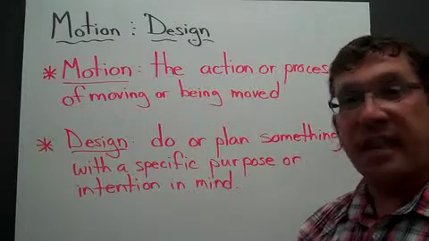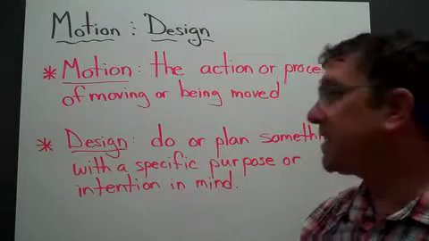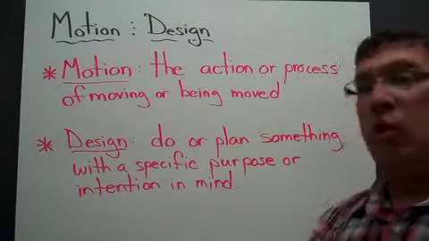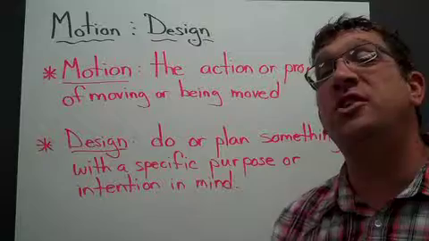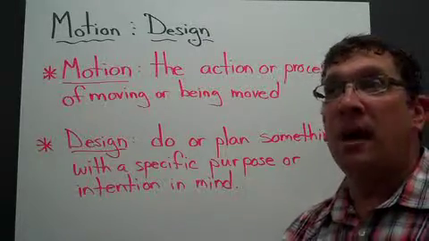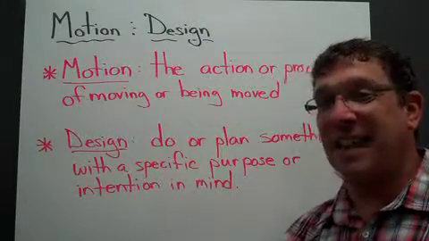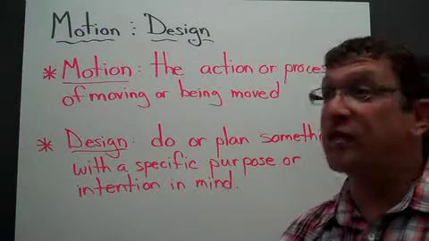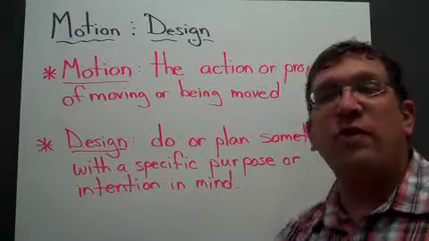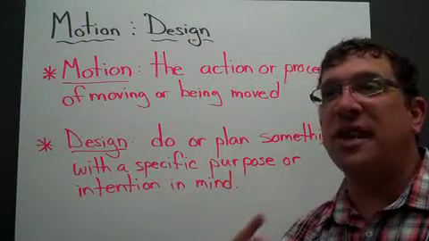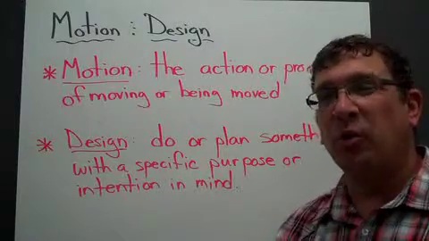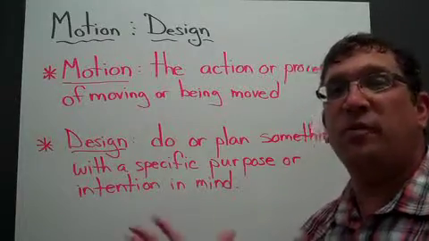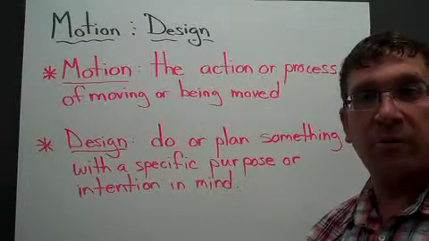And then design, our second part of our motion and design science kit. To do or plan something that has a specific purpose or an intention in mind. And you're going to be doing that. You're going to be designing vehicles later on in this science kit. I'm not going to give away too much. They have a specific purpose. They are supposed to travel a certain way, or by the energy that is being used to move them. We're going to have different types of that type of energy. So you can pause the video if you need to get these vocabulary words down.